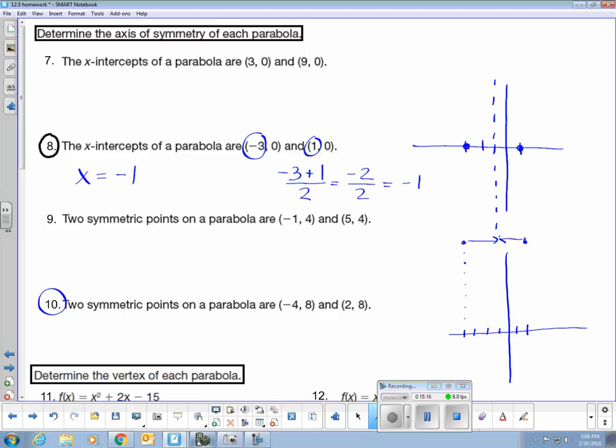So again, what I'm going to do is take my two x values, -4 and 2, add them together, and then divide by 2. So -2 divided by 2 is equal to -1. So again, my axis of symmetry is x equals -1.